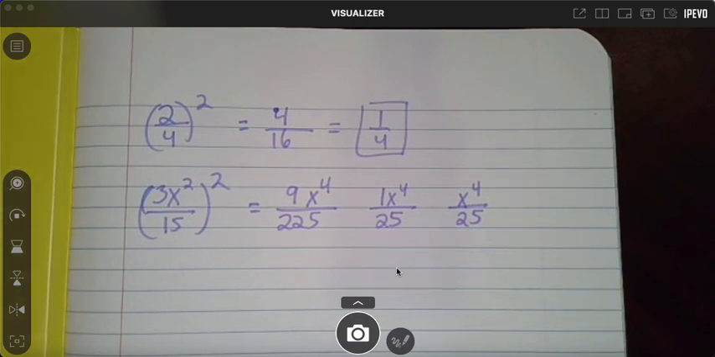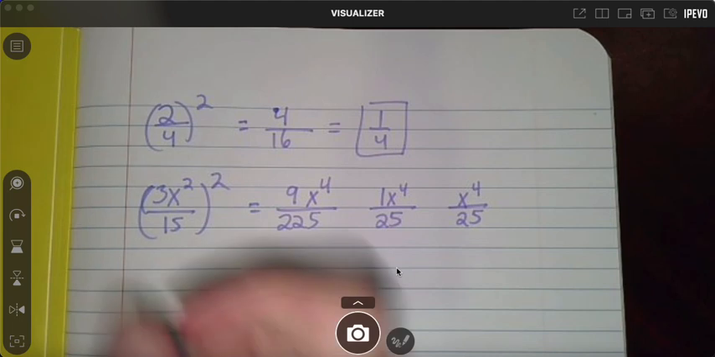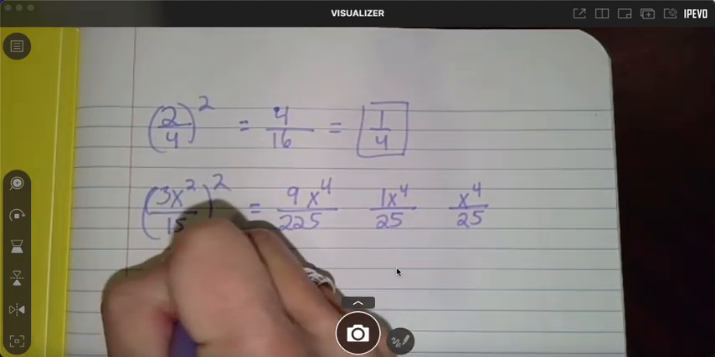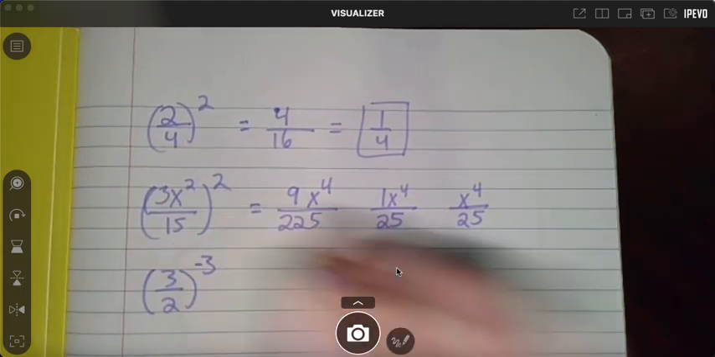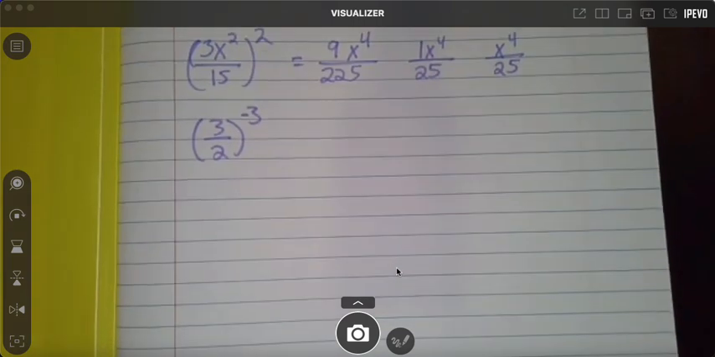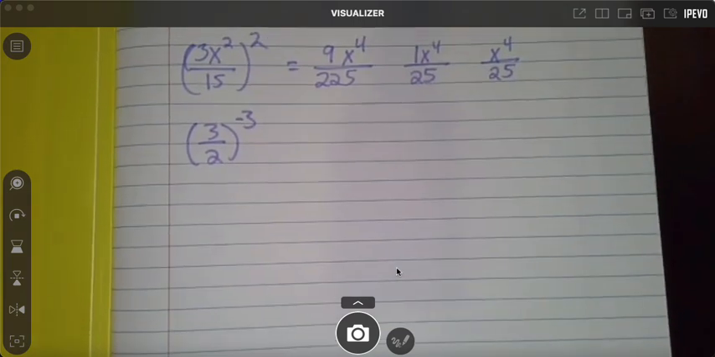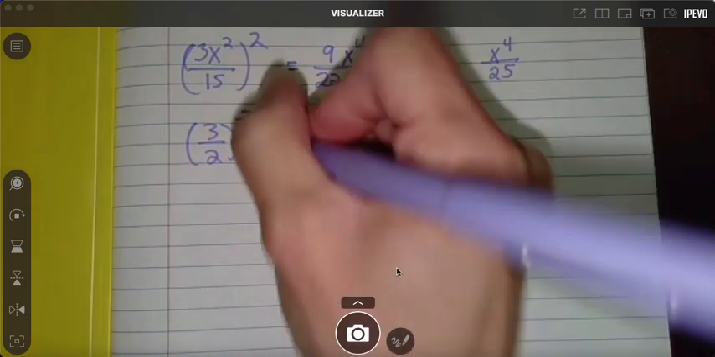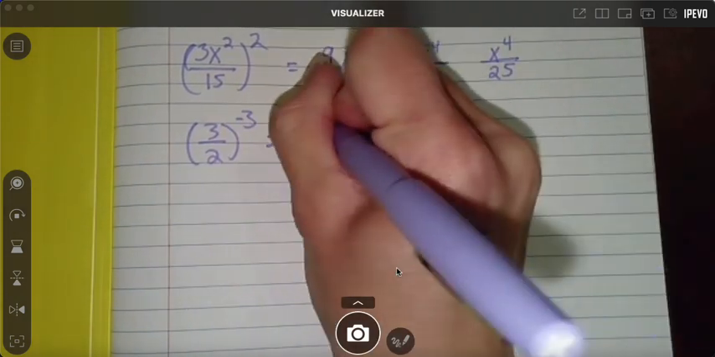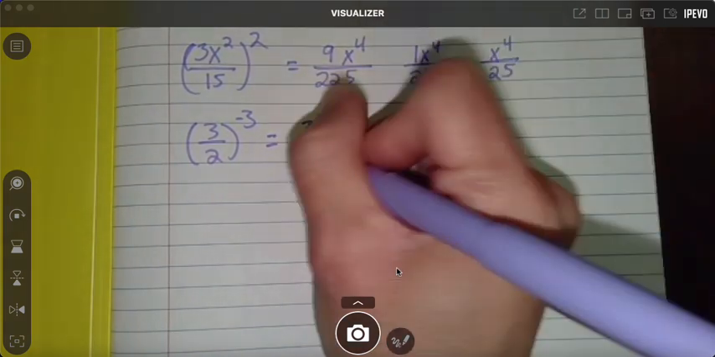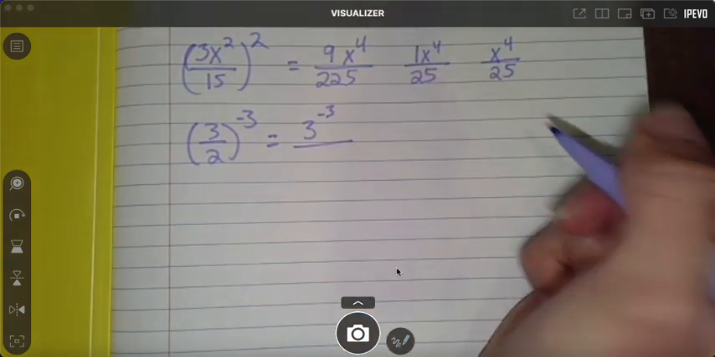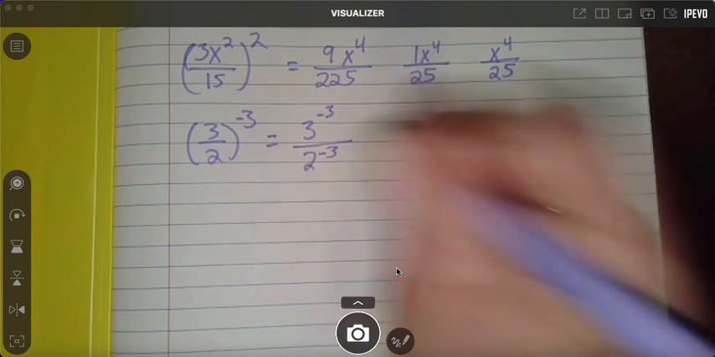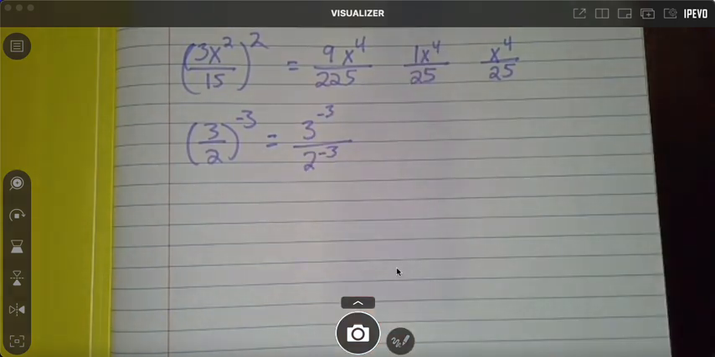Let me do another one that has a negative exponent. If I have 3/2 to the negative 3, what happens on this? What I would do is just put everything to the negative 3, and then we'll switch it around. So I would put 3 to the negative 3, and then 2 to the negative 3 down here. Does everybody understand that? I just put everything to that power.